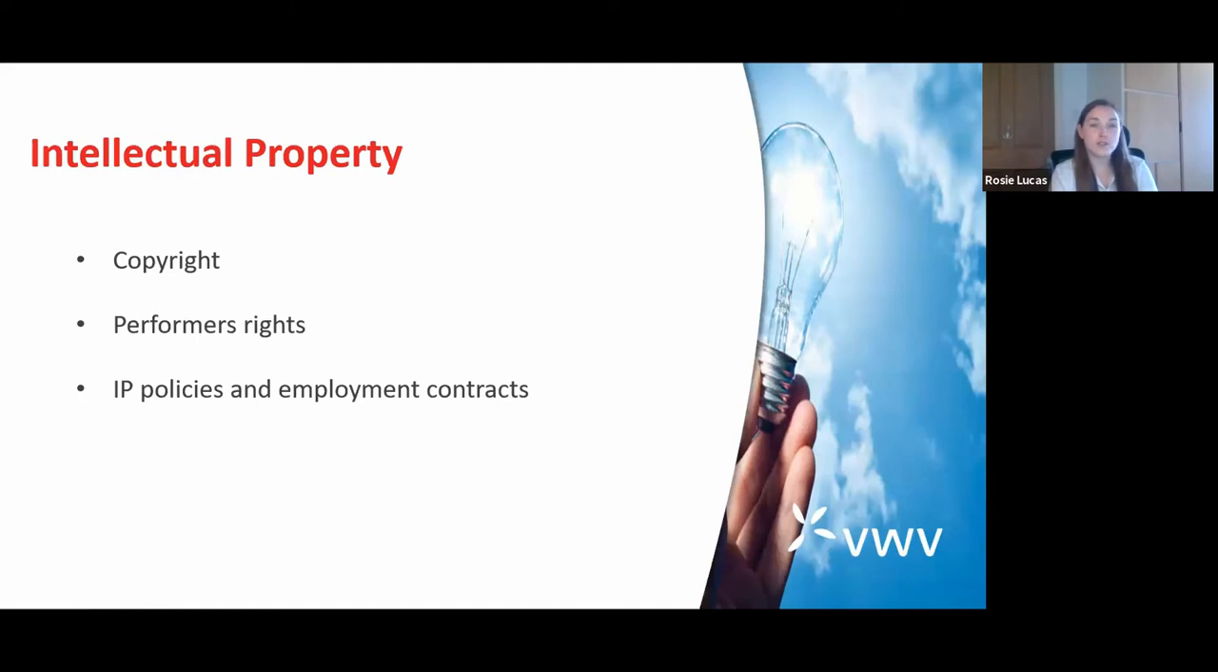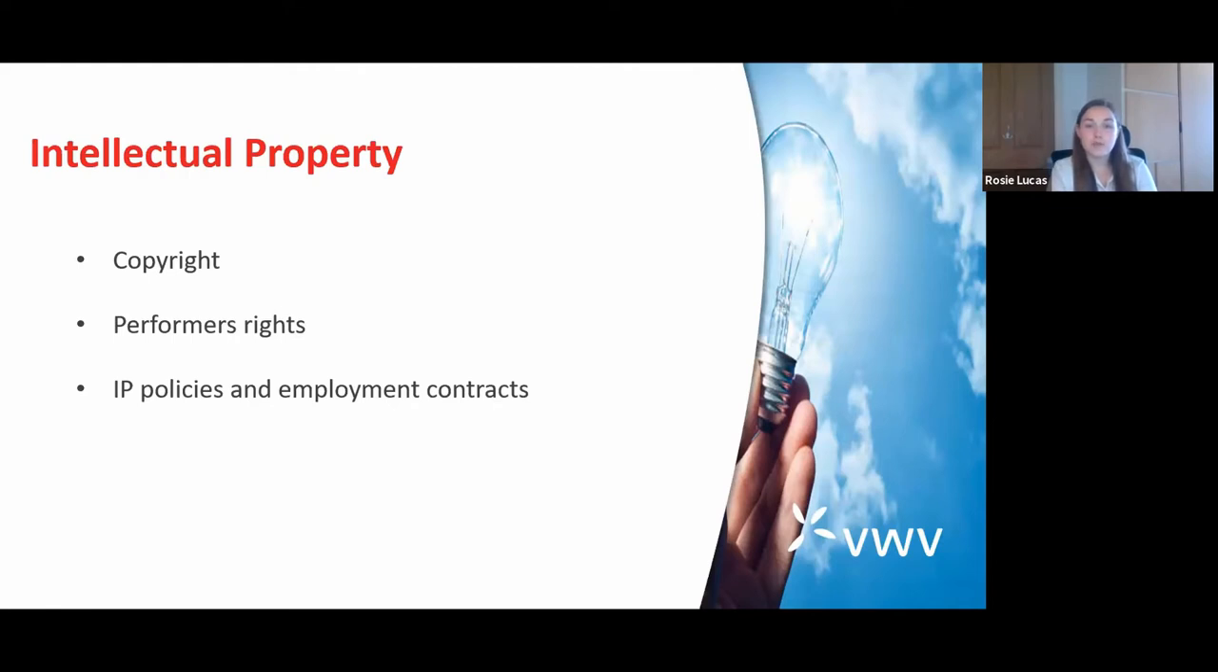Then performers' rights are different from copyright in that they don't automatically belong to the employer, and their rights are afforded to performers in relation to their performances. And it's likely that performers' rights would arise in the case of recorded lectures, as a lecture is likely to be considered a performance under the Copyright, Designs and Patents Act.